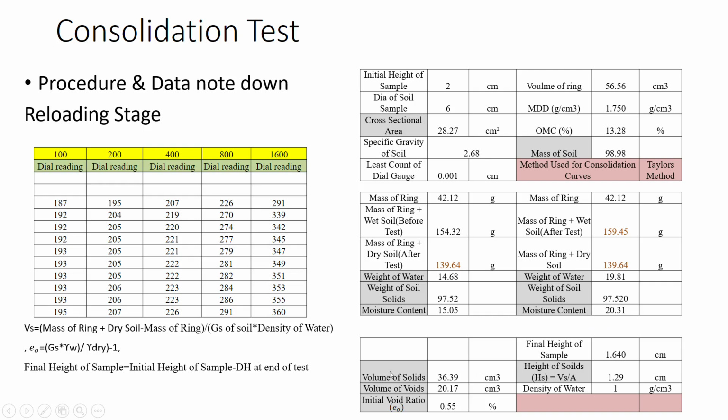Volume of solids can be found out by this formula mentioned here. So total initial void ratio can be found out by this formula. This is the final height, which can be found out by this formula, and height of solid can be found out by volume of solids divided by the cross-sectional area of the ring, as density of the soil is already known, which is 1 gram per centimeter cube.